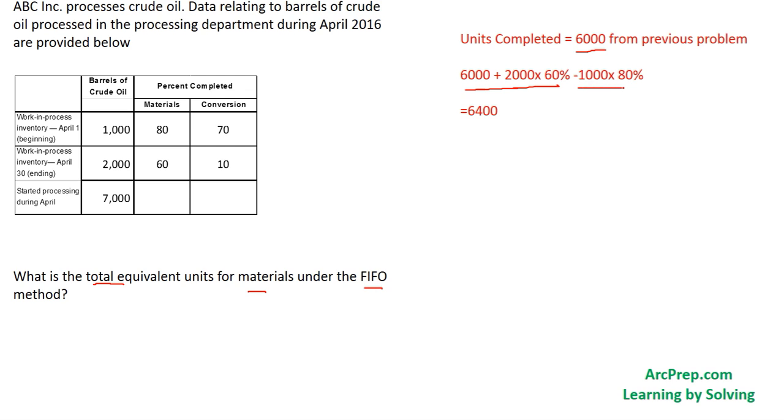Under FIFO, we need to subtract. It's a different method, and we need to subtract the materials that we finished already. And we finished 1,000 units at 80%. That means we finished 800 units at 100%. So I'm subtracting that, and under FIFO, I'm finding that, actually, the units completed I have is 6,400 units.